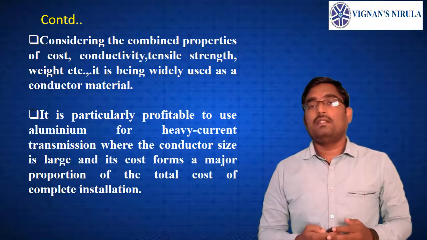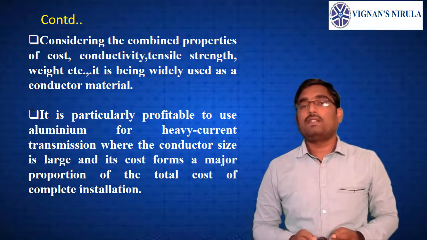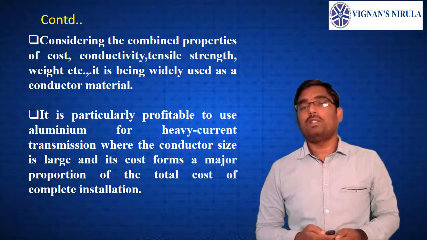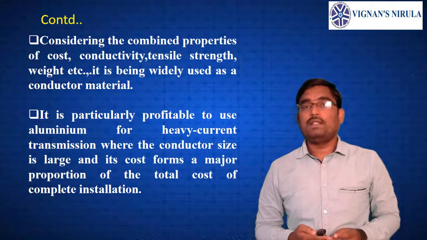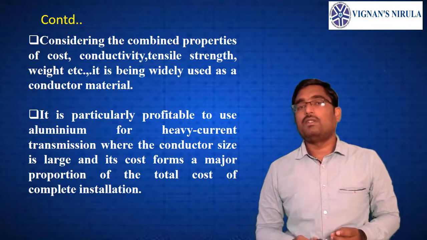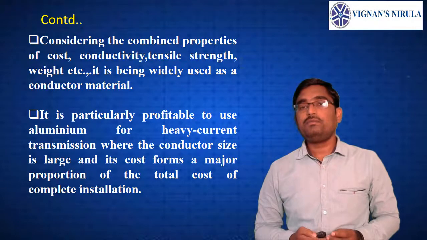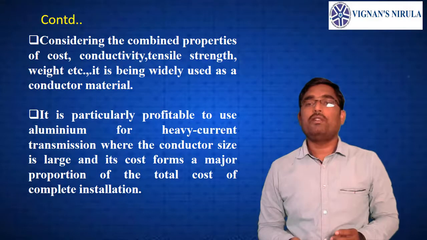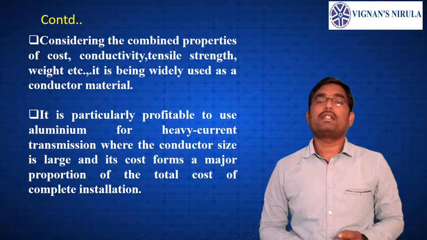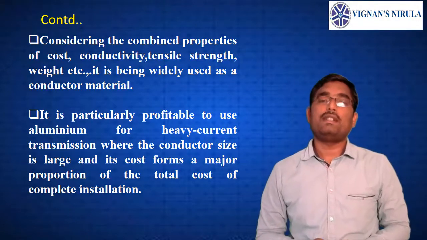Considering the combined properties of cost, conductivity, tensile strength, weight, etc., aluminum is widely used as conductor material. As the cost is low, and of course conductivity, tensile strength and weight are low, it is widely used. It is particularly profitable to use aluminum for heavy current transmission where the conductor size is large and its cost forms a major proportion of the total cost of the complete installation.